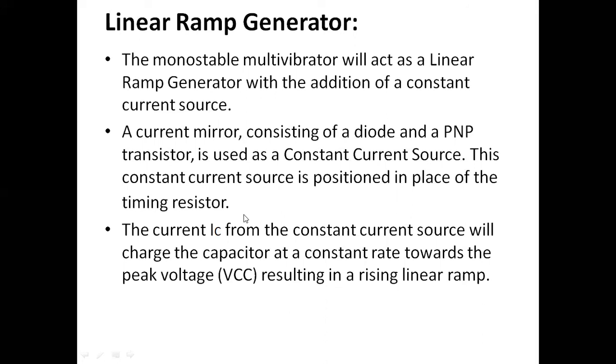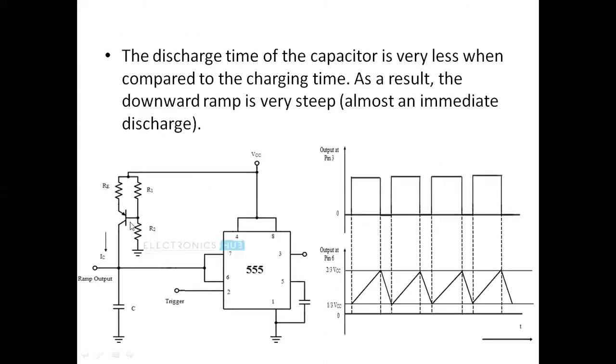So here the collector current from the transistor, or the constant current source, will charge the capacitor. That means it charges the capacitor towards VCC. So this is the circuit.